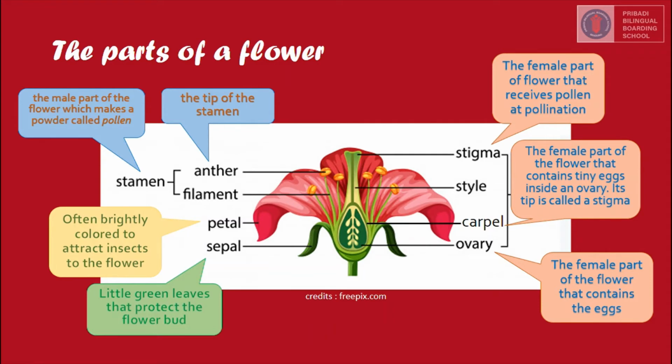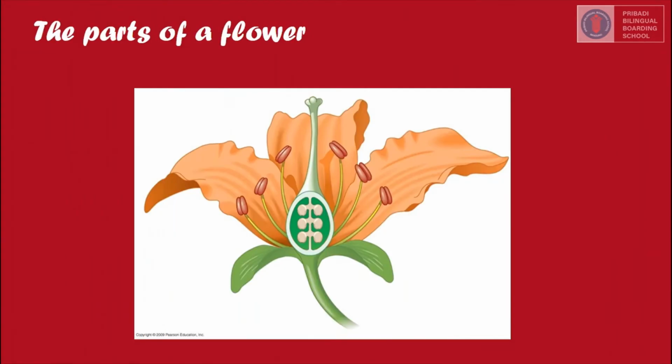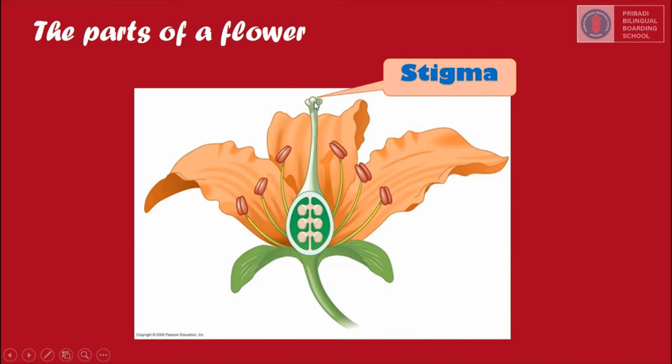Now, do you still remember what we learned? Let's check again. These are different pictures. Can you check this one? The first one, yes, is the stigma. It is the tip of the female part of the flower that will receive pollen during pollination.